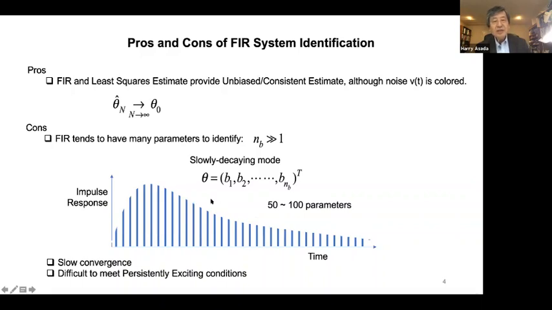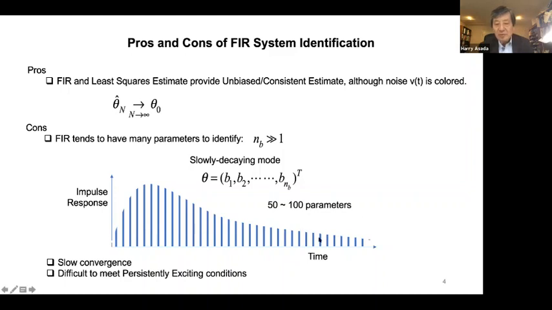Of course, this is the case when you have a somewhat slowly decaying mode. Some slow pole is involved, then this happens. It doesn't go down very quickly. So you have to include many terms, and then theta dimension turns out to be extremely high. With 100 parameters, how can we assure that all 100 parameters are estimated correctly? Surely you have difficulty creating an input which is persistently exciting all 100 parameters. And then also you worry about slow convergence.